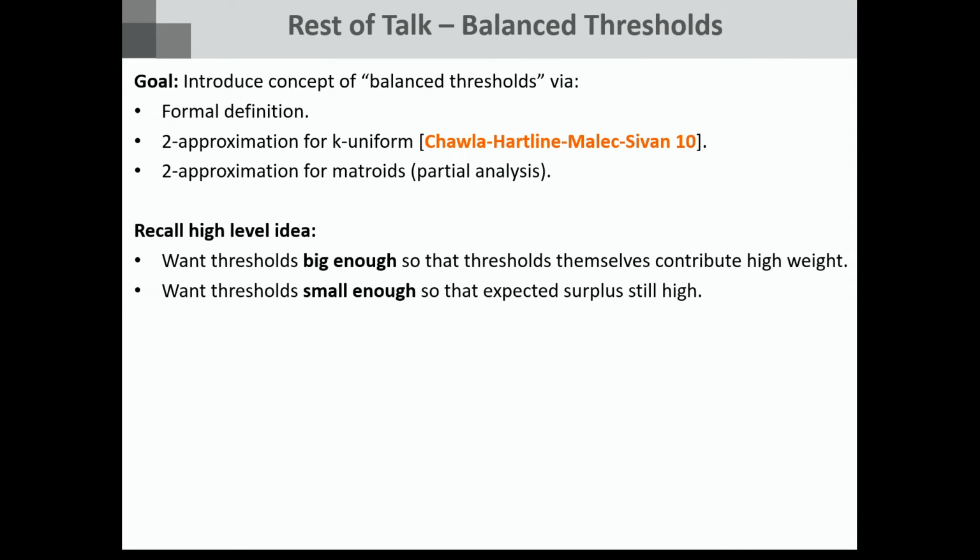But what I want to do in the rest of the talk is continue hammering in this concept of balanced thresholds. And I'll do this first by giving you a formal definition, and then showing you how to use this definition to get a 2 approximation for k-uniform matroids, and also a 2 approximation for arbitrary matroids. Okay, and just remember the high-level idea is we want to come up with thresholds that are big enough so that the thresholds themselves contribute high weight, but also small enough so that the expected surplus beyond these thresholds is still high.